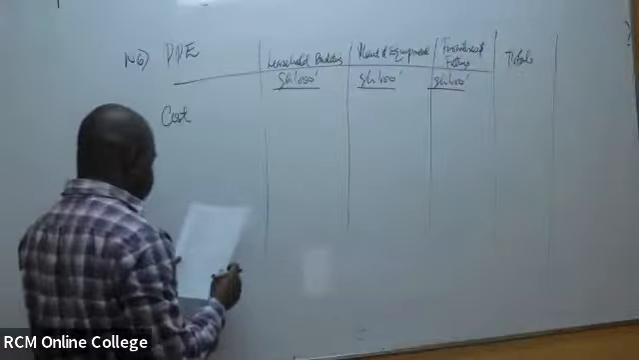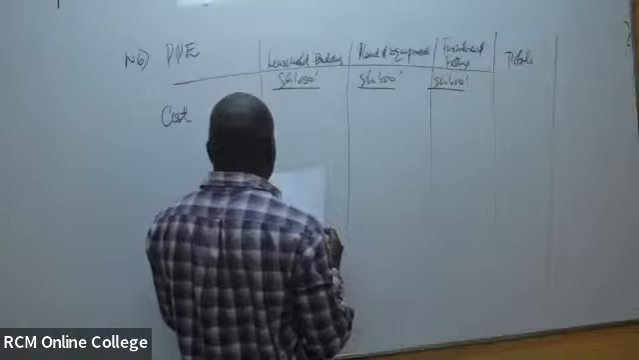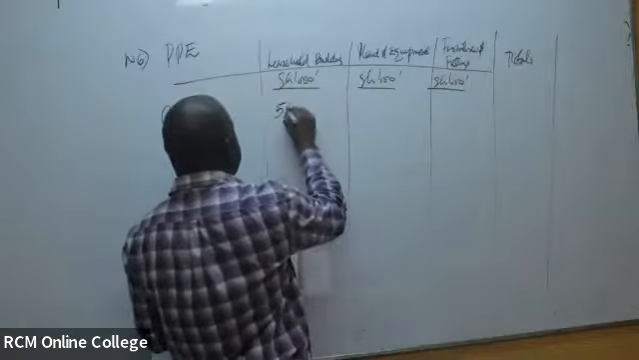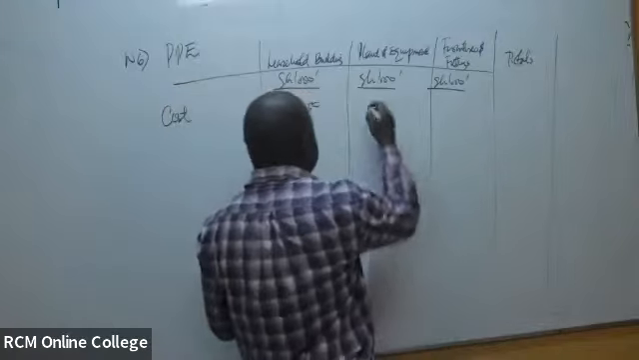Cost of the item. For example, for this leasehold building, we have 56,250. That is as per the trial balance. We have plant and equipment, it is 55 million.